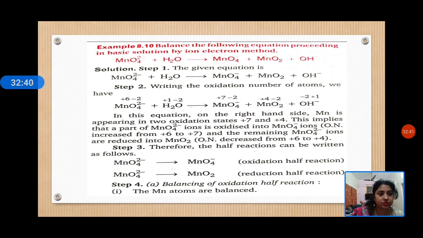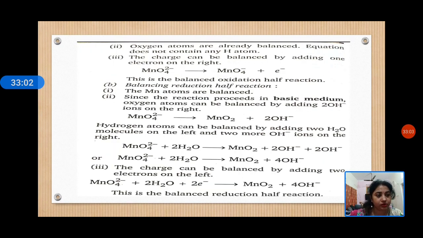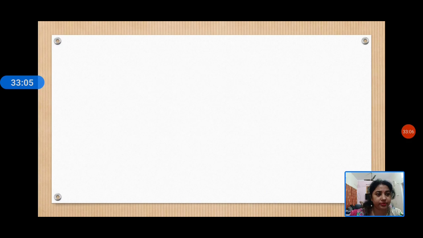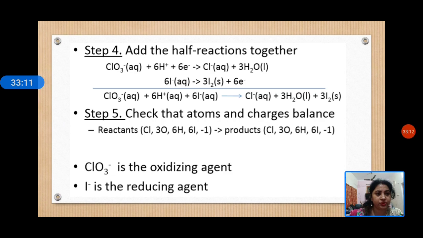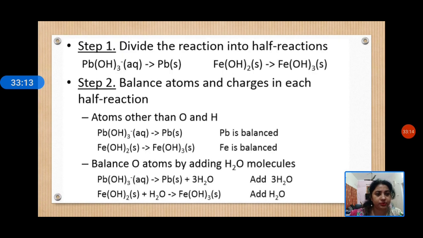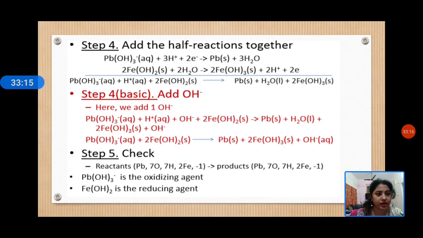One more example. Balance the following equation proceeding in basic solution by ion electron method. Whenever it will be ion electron method, it means after doing the two steps, first is to write the equation, second is to write the oxidation number. We have to make two half reactions. Basic medium, we have to add a hydroxide ion. The same manner you will proceed, you will just practice more and more reactions.